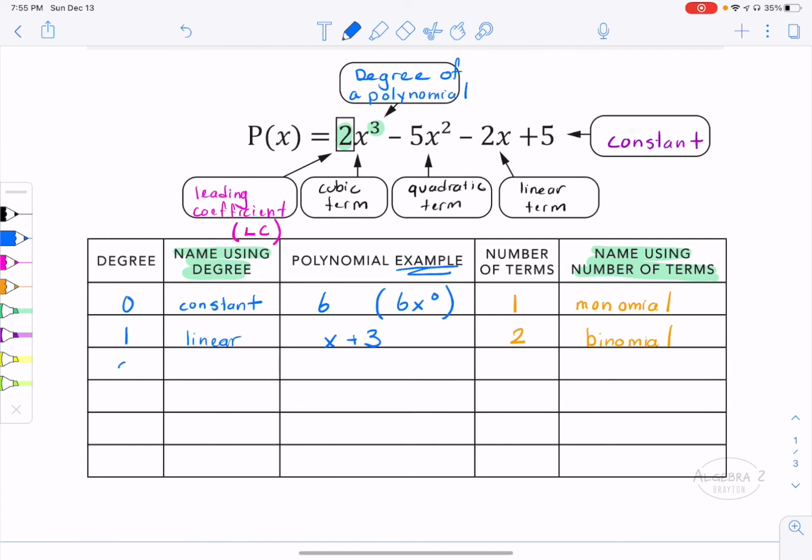Next, we have a degree of 2, which is called a quadratic function. An example of a quadratic could be x squared. Let's do just 3x squared. So 3x squared is just one single term. Of course, we could have more. We could have 3x squared plus 2x plus 3, which would be 3 terms. But in my example, again, just an example, you only have one single term. So we would call this a monomial.